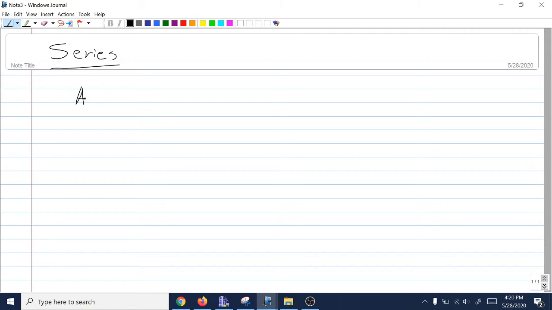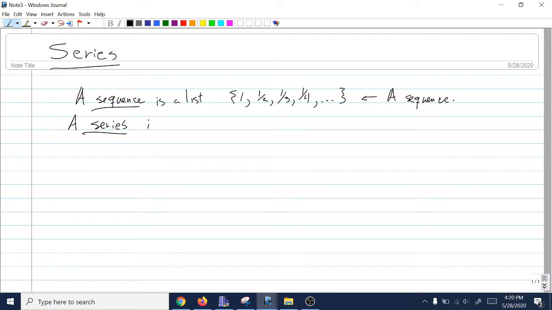A sequence is a list. When I write 1, 1/2, 1/3, 1/4, ... that's a sequence. A series is a sum. If I write 1 plus 1/2 plus 1/3 plus 1/4 plus ... that's a series.